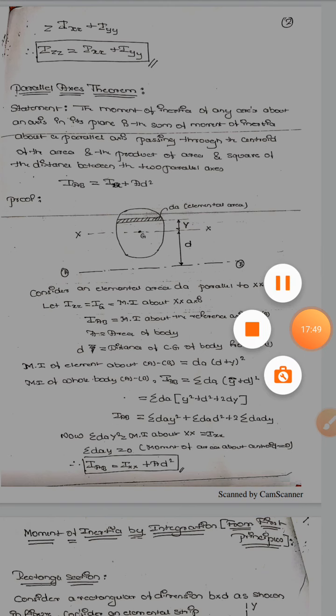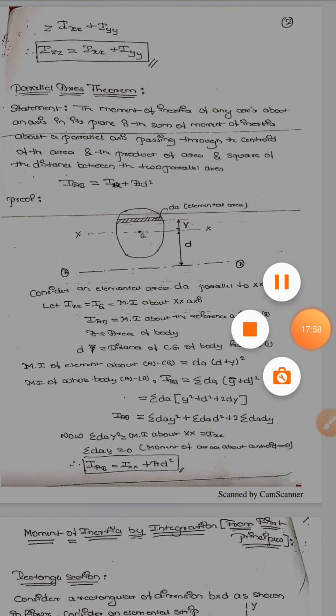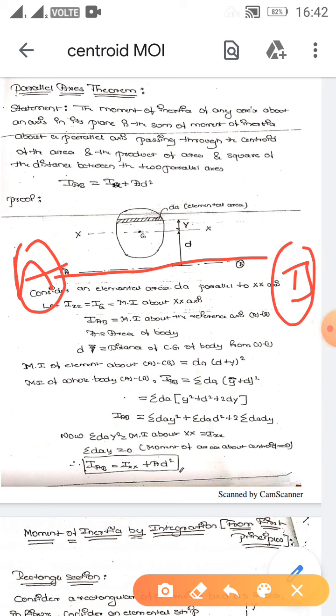What it wants to tell you is that if you want to calculate the moment of inertia about any axis, the axis has been shown over here, represented as AB. There is an area, and you want to calculate the moment of inertia of that area about the axis AB. I have told you before that moment of inertia is represented as I, with the axis you are calculating about: xx, yy, or AB.